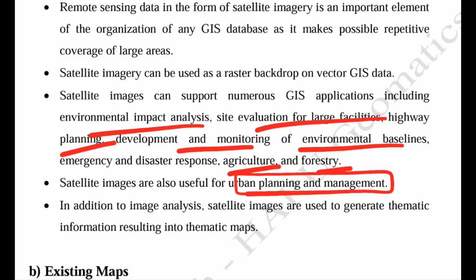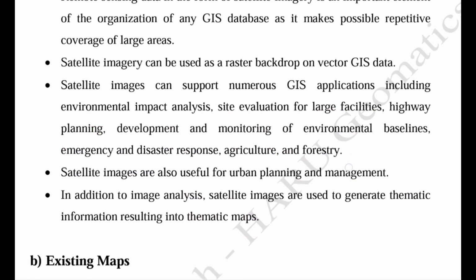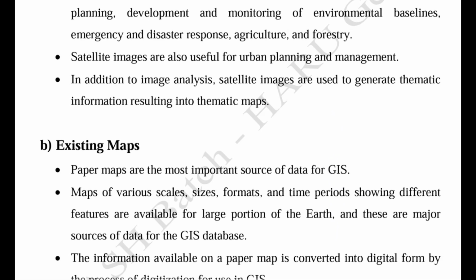And in addition to image analysis, satellite images are used to generate thematic information resulting into thematic maps. So satellite data can be used for the thematic map. Means thematic map means for a particular purpose. This data, satellite images, can be used for the particular purpose. Means for a theme which provides the thematic maps. Means for growth, urban development, or urban planning, we can particularly use that satellite data which result in the thematic maps.